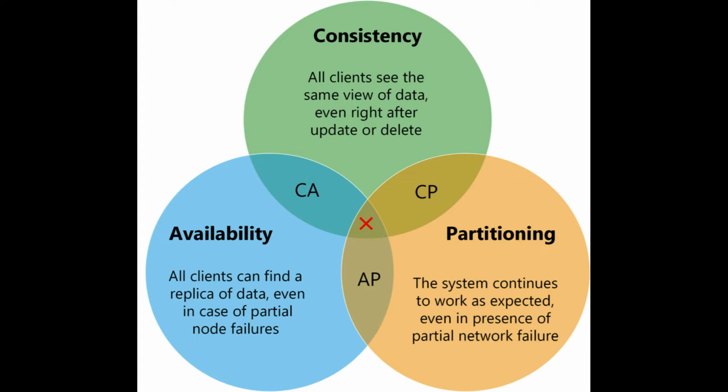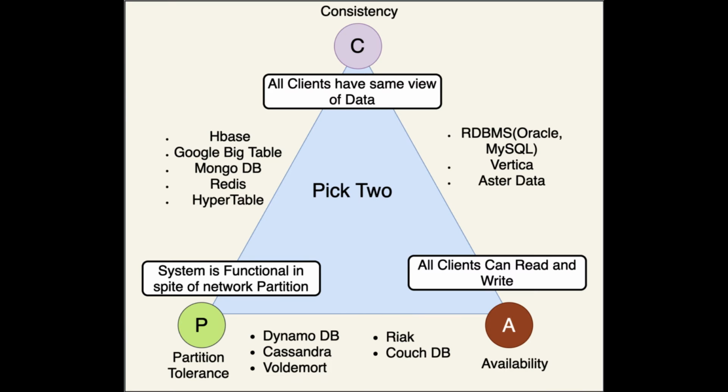Availability: every request, read or write, to the system receives a response, without guarantees about the data's consistency across all nodes. Partition tolerance: the system continues to function and provide responses despite network partitions or communication failures between nodes.